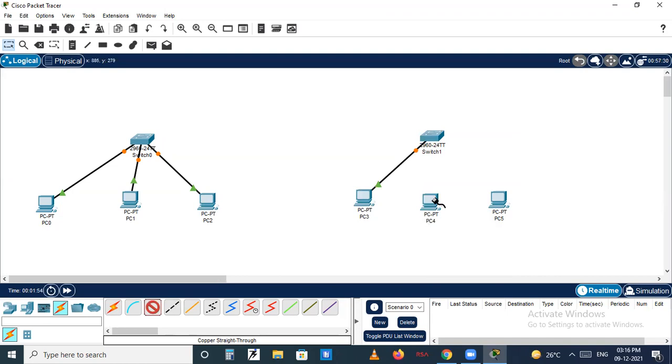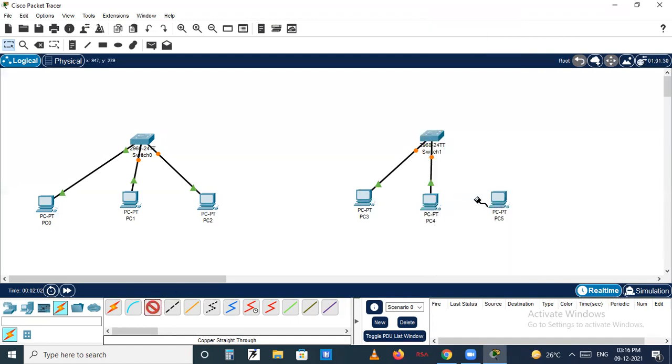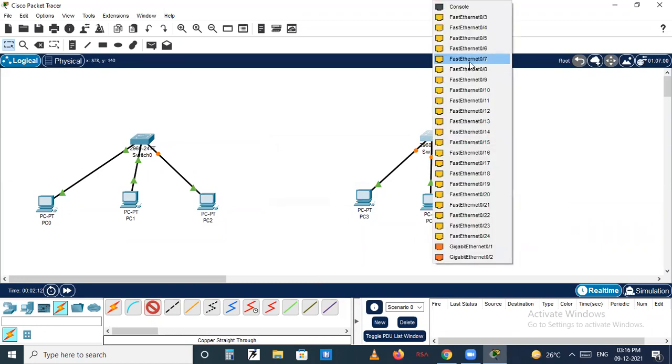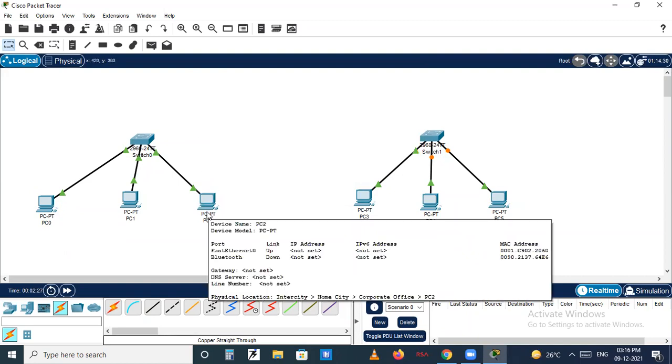You can connect to any one of the available ports. 24 ports are available for Fast Ethernet, and the remaining 2 are available for Gigabit Ethernet. Now this is LAN 2, this is LAN 1. Once we establish this, we will connect the router to the switch. We will use the Gigabit Ethernet cable.